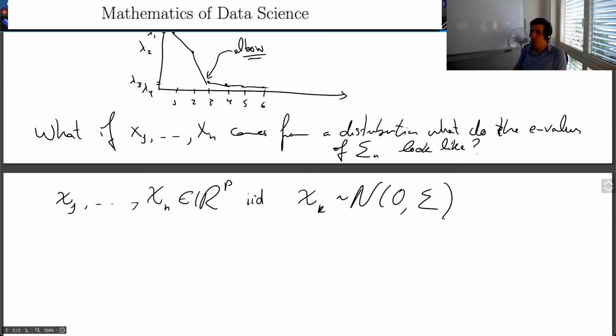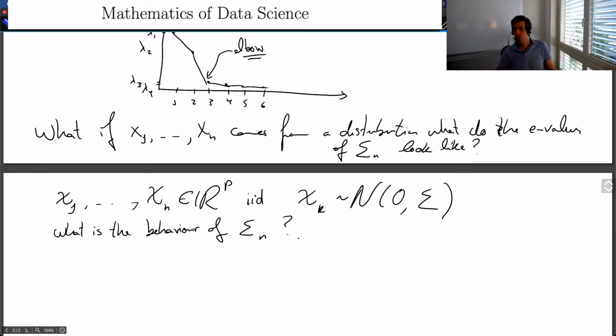And now, if sigma has a low-dimensional structure, like a low-rank matrix, or has some eigenvalues much bigger, we would like to see this in the eigenvalues of sigma n, right? So we could now ask, what is the behavior of sigma n? This makes a lot of sense. It's a very natural question.